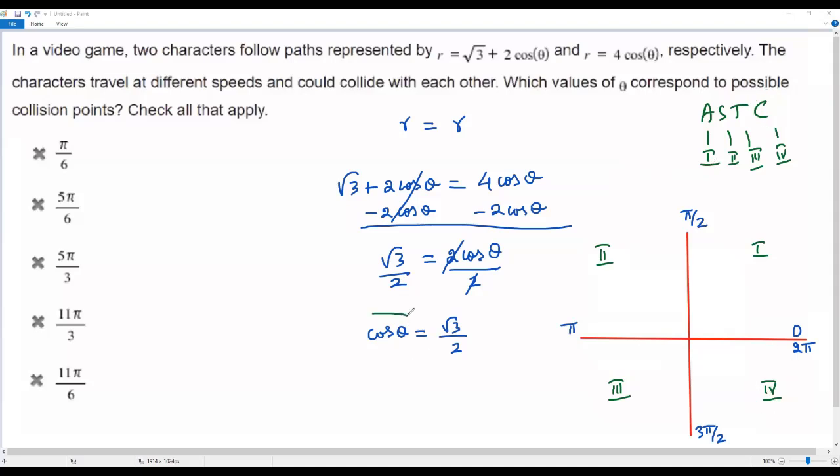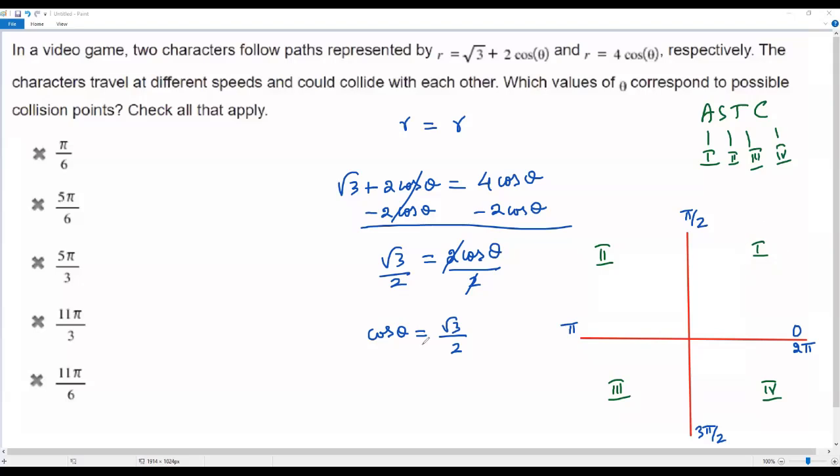So here we have only cosine theta. So cosine theta's value is positive, that is, square root of 3 over 2 here is positive. Since cosine theta is positive, we have to consider the quadrants in which cosine theta is positive. So in the first quadrant, all trigonometric ratios are positive, so cosine is also positive in the first quadrant. And only in the fourth quadrant cosine is positive. So that means we'll be getting the angle measure theta in the first quadrant and the fourth quadrant, because only in those 2 quadrants cosine is positive.